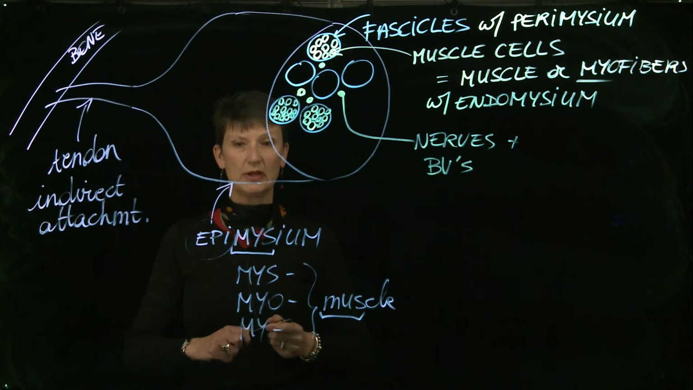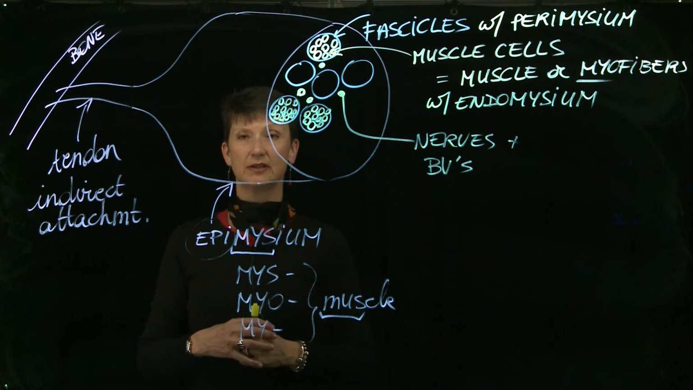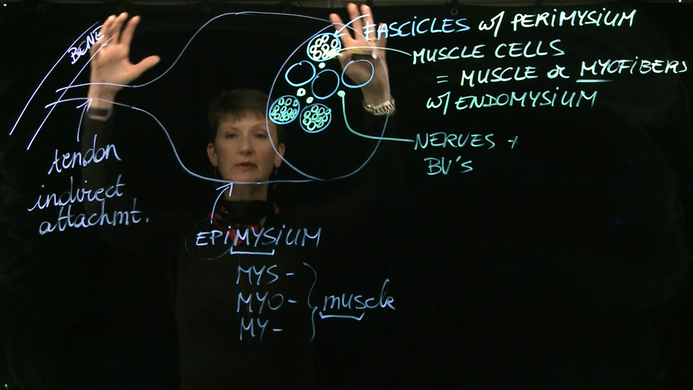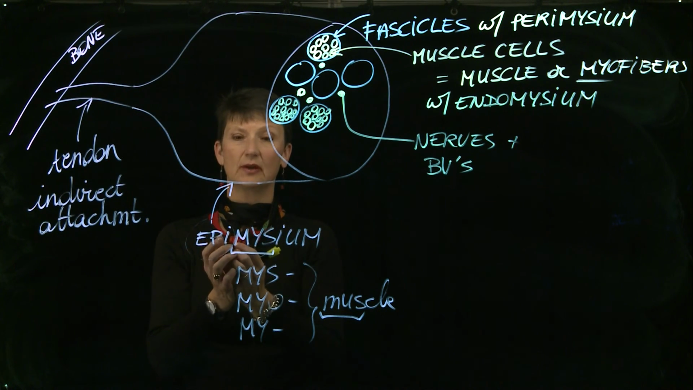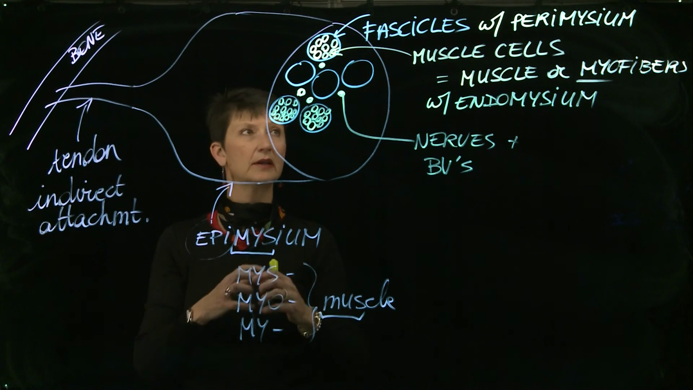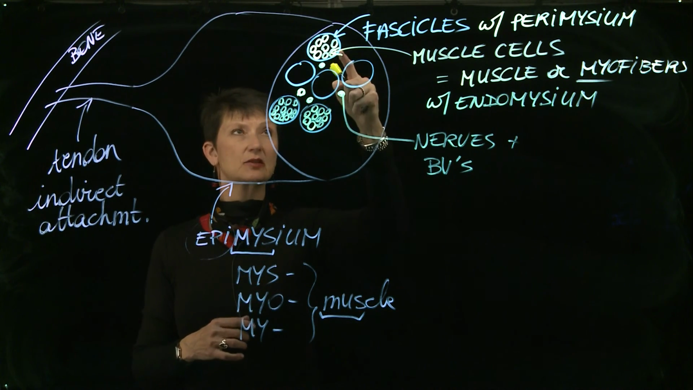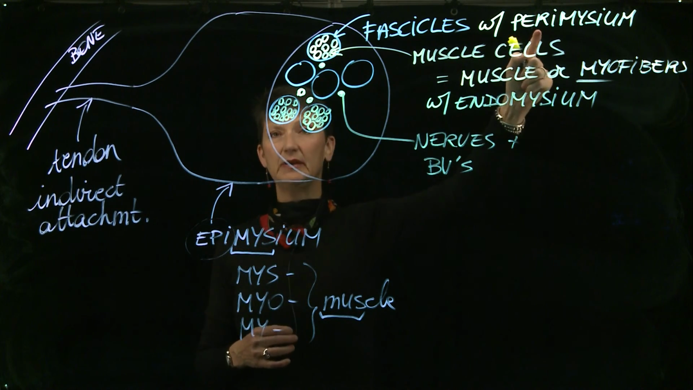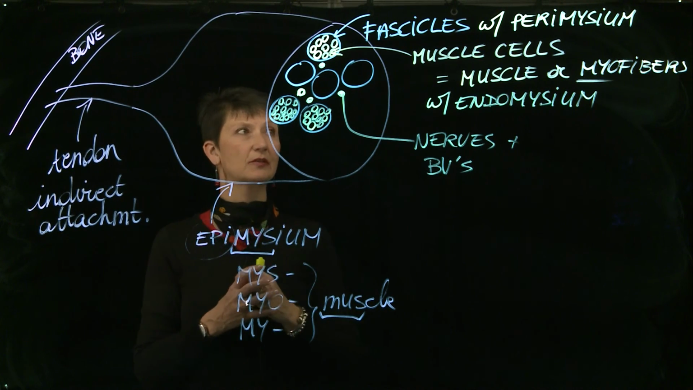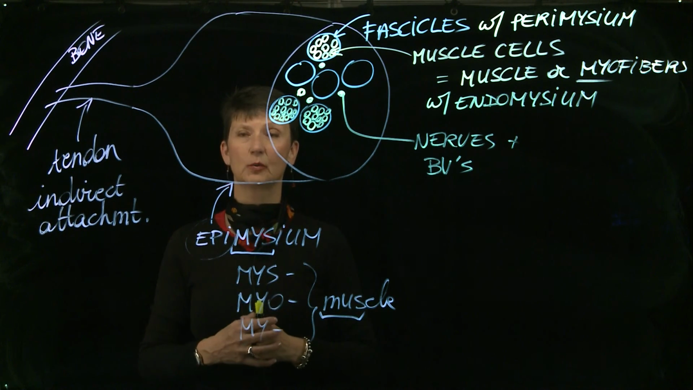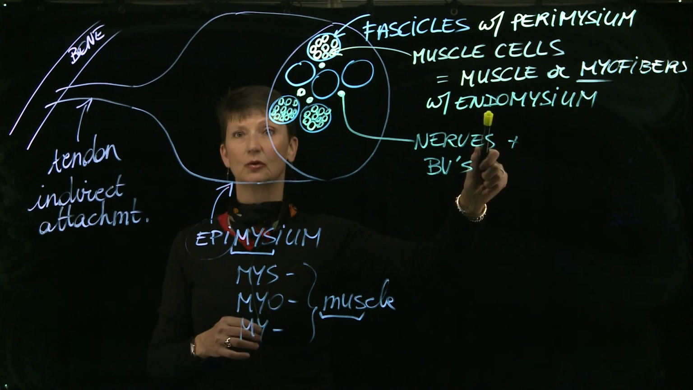Okay, so we have three distinct connective tissue layers. We have the epimysium, that's a connective tissue layer that covers the whole muscle organ. Then we have the fascicles that are surrounded with their perimysium, and individual muscle cells are also covered with a delicate connective tissue, which we call the endomysium.